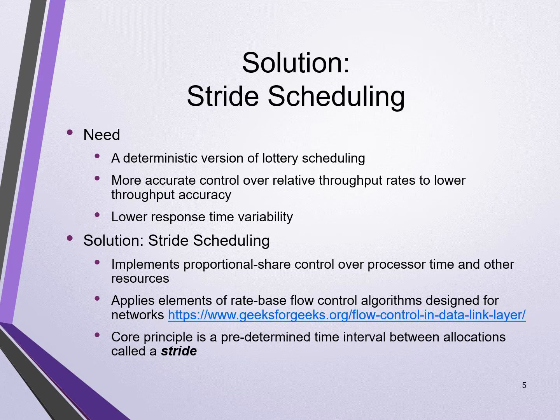Waldspurger said he applied elements of rate-based flow control for networks in developing stride scheduling. Waldspurger's paper doesn't provide any explanation of rate-based flow control, so I have provided a link if you want to investigate further. The core idea of stride scheduling is to determine a time interval called a stride that a client must wait between successive allocations.